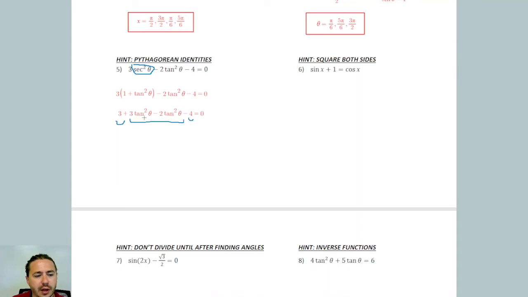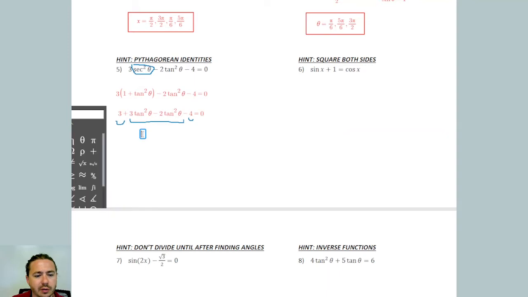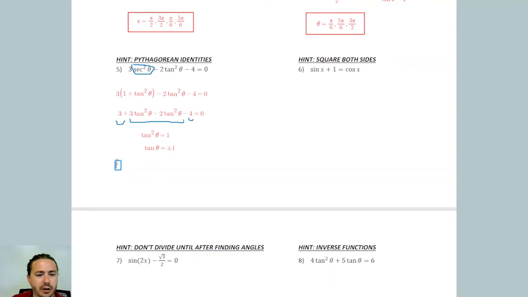So 3 tangent squared theta minus 2 tangent squared theta is just going to be 1 tangent squared theta. And that will equal 4 minus 3, which is 1. So we get tangent squared theta equals 1. From here, we take the square root of both sides, and we get tangent of theta equals plus or minus 1. So we're looking for all the angle measures where tangent theta is either positive or negative 1.